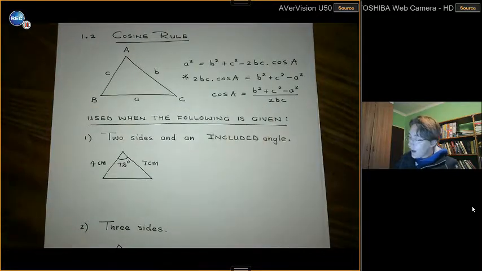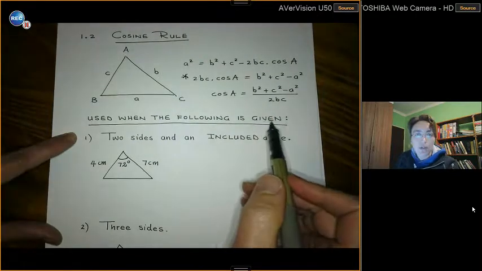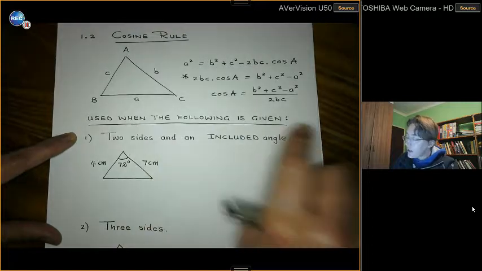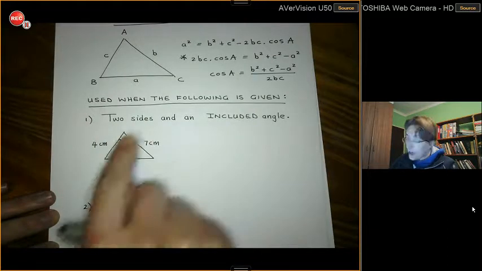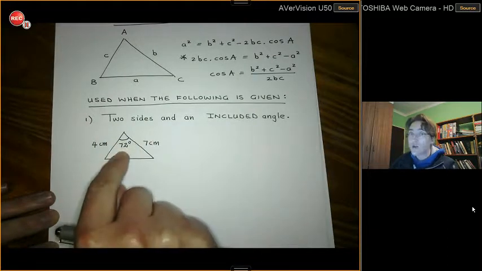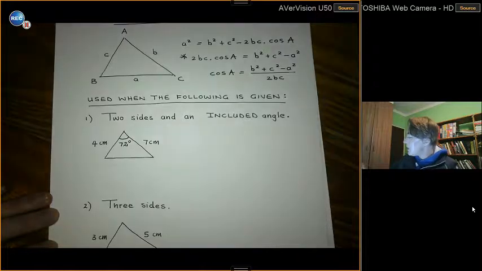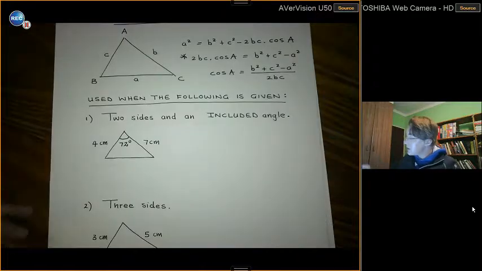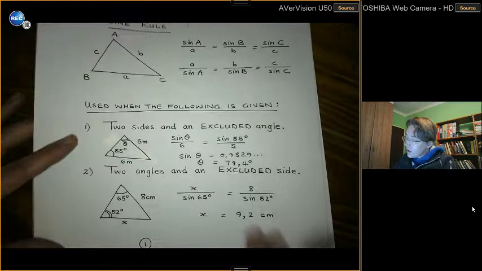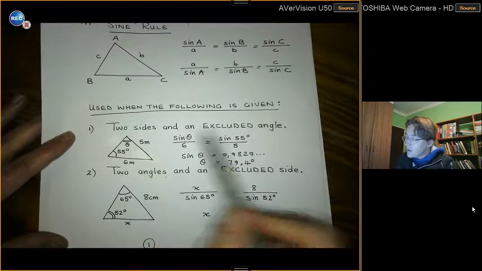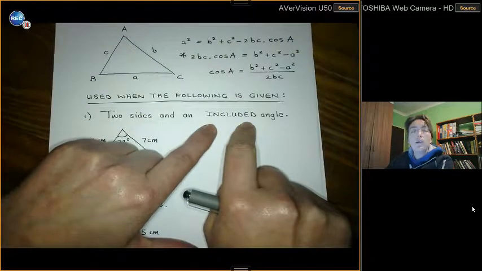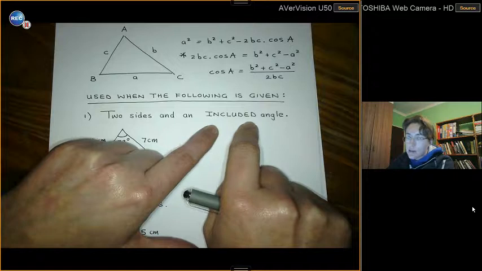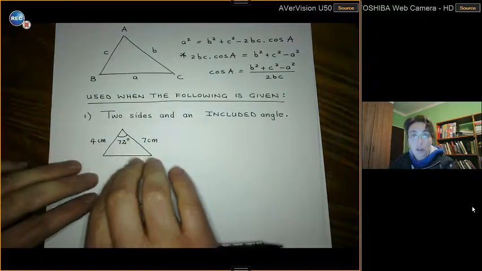Okay, now when do we use the cosine rule? We use the cosine rule again when the following is given. If they give me 2 sides and an included angle. Now this situation we did not discuss in the sine rule. As you could see, with the sine rule we said over here, that it works if I have two sides and an excluded angle. But the moment I've got two sides and an included angle, the sine rule does not work. I cannot use the sine rule. I have to, in this case, use the cosine rule.